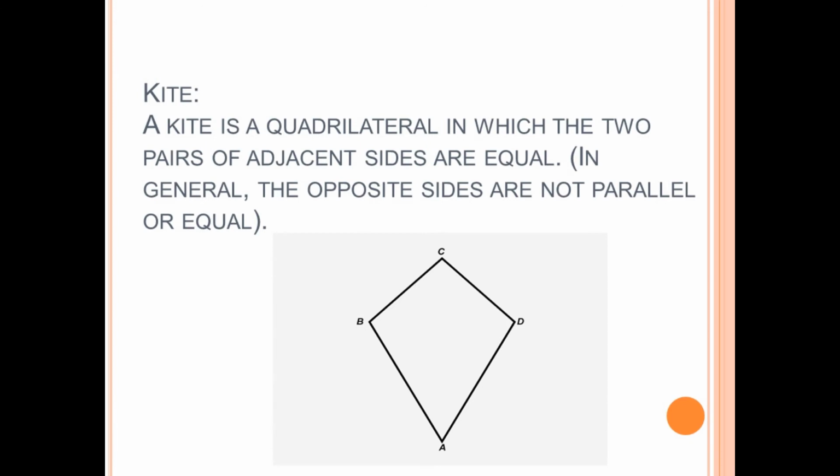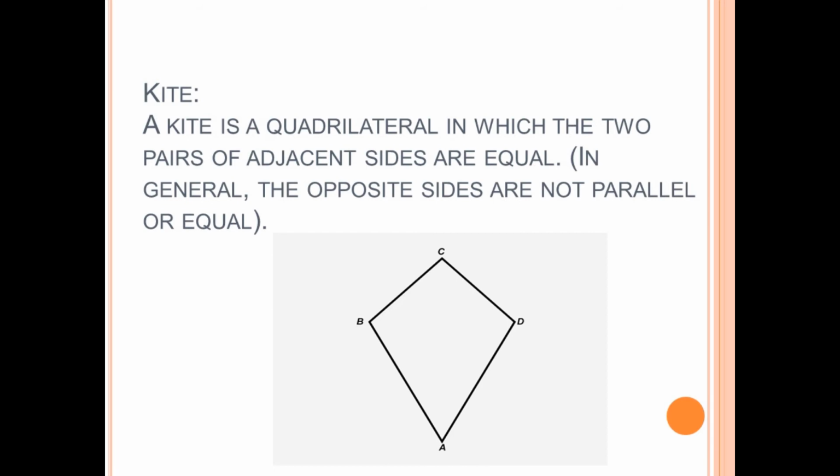Kite. A kite is a quadrilateral in which the two pairs of adjacent sides are equal. In general, the opposite sides are not parallel or equal. A kite is a quadrilateral having four sides, in which the two pairs of adjacent sides are equal. What are the adjacent sides?